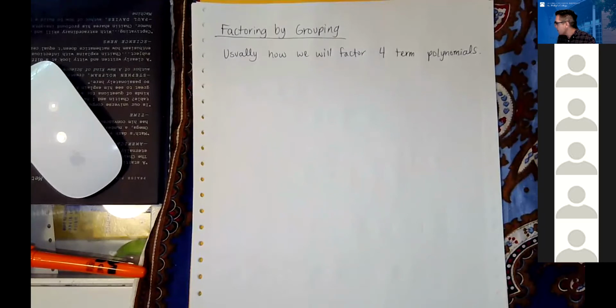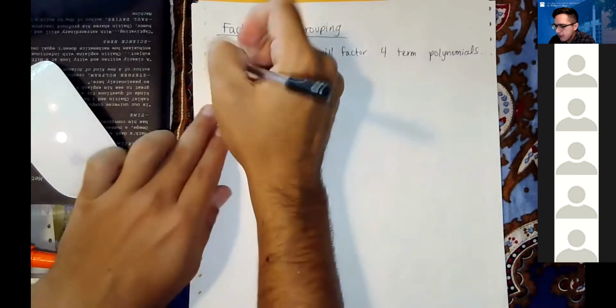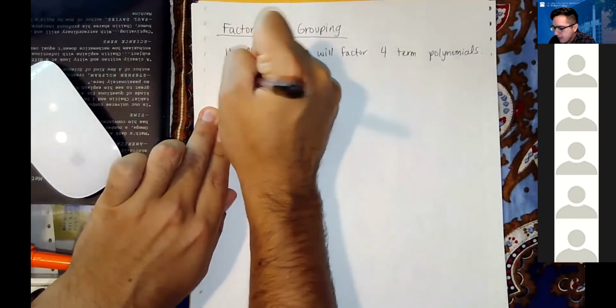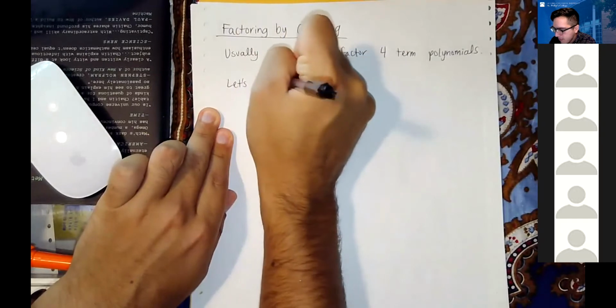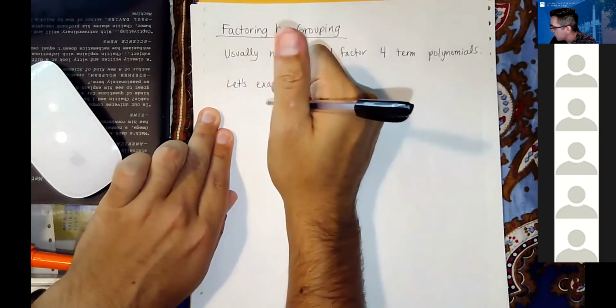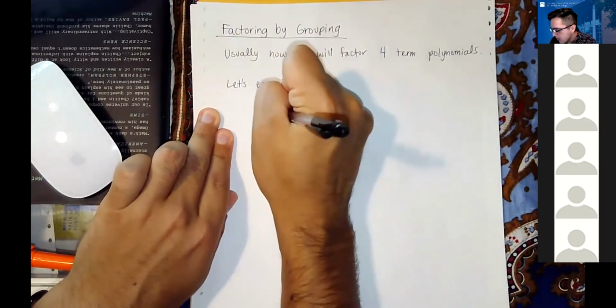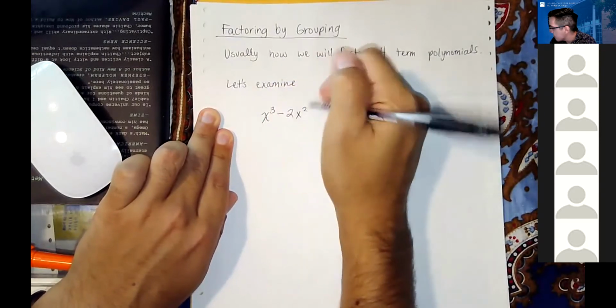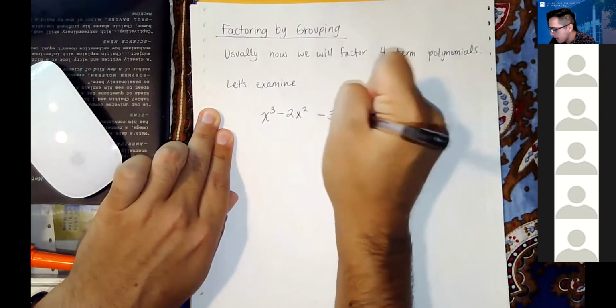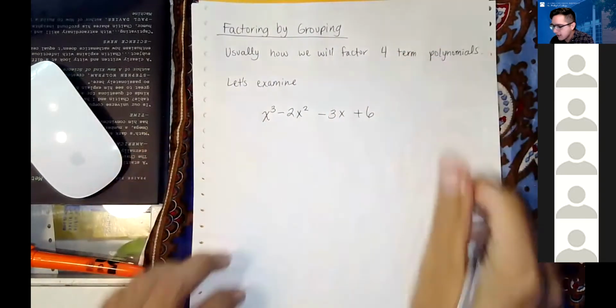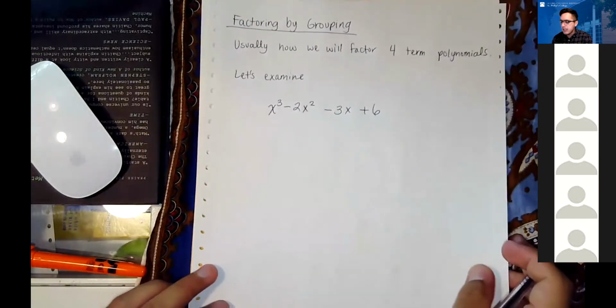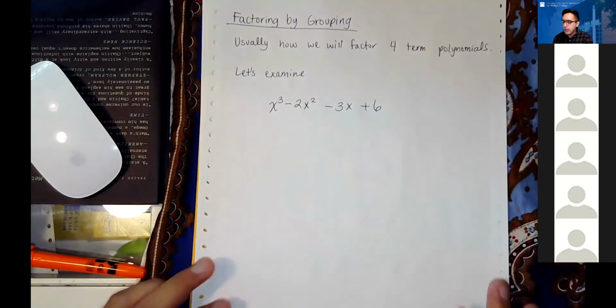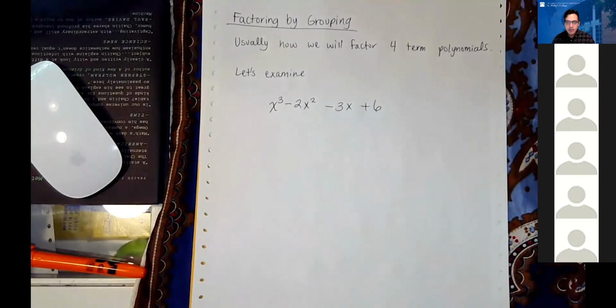So let's first examine x to the third minus 2x squared minus 3x plus 6. Okay. Does anybody know how they would go about factoring this? What do you think the first step would be?